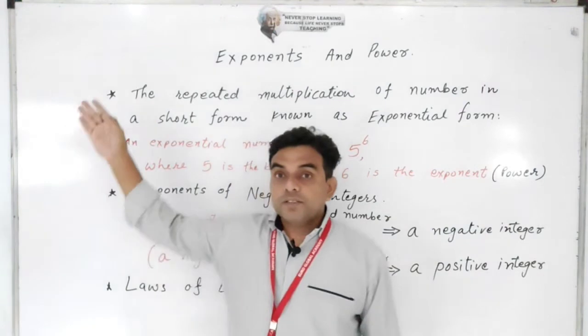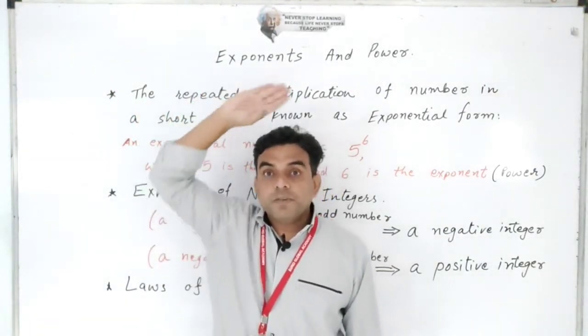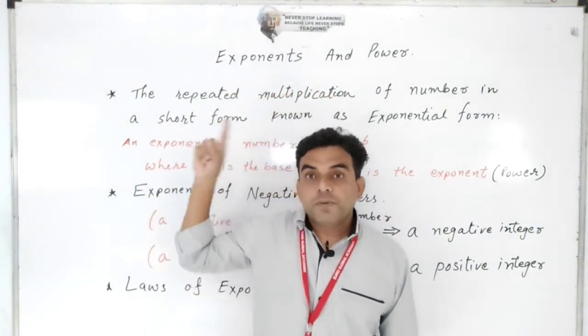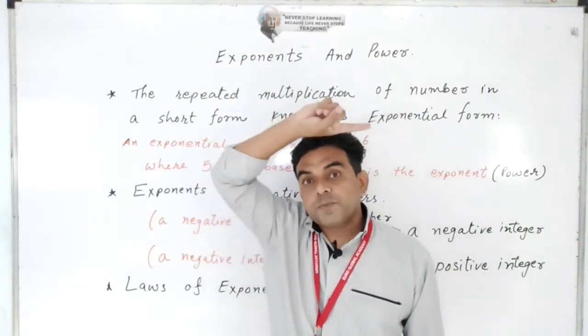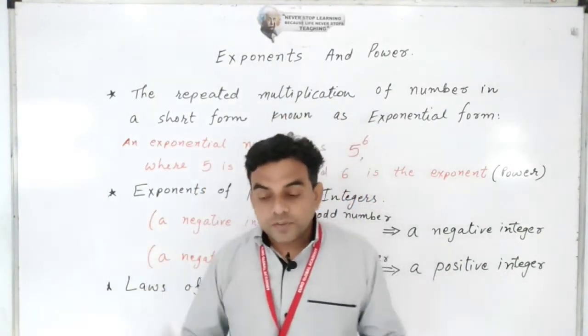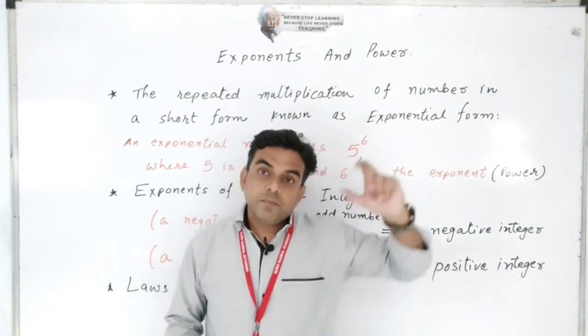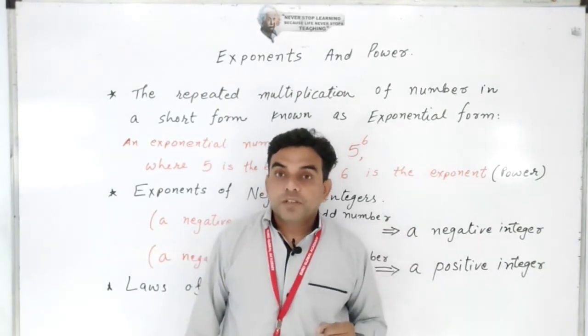Students, it is already written on the screen. You can just see here: it is the repeated multiplication of a number. The repeated multiplication of a number in short form is known as exponential form, students. In exponential form, whenever one number is the base and one number is the power, it is said to be a power, or exponent.